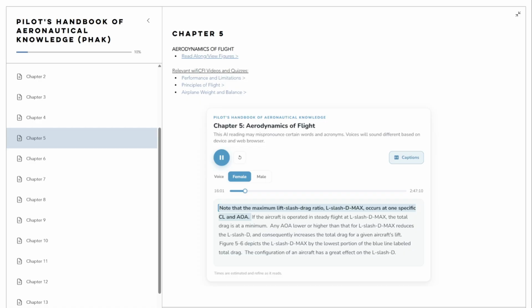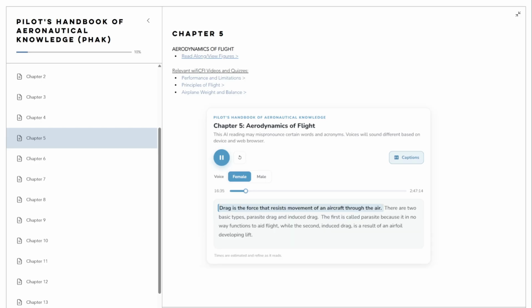Note that the maximum lift/drag ratio, L/D max, occurs at one specific CL and AOA. If the aircraft is operated in steady flight at L/D max, the total drag is at a minimum. Any AOA lower or higher than that for L/D max reduces the L/D, and consequently increases the total drag for a given aircraft's lift. Figure 5-6 depicts the L/D max by the lowest portion of the blue line labeled total drag. The configuration of an aircraft has a great effect on the L/D.